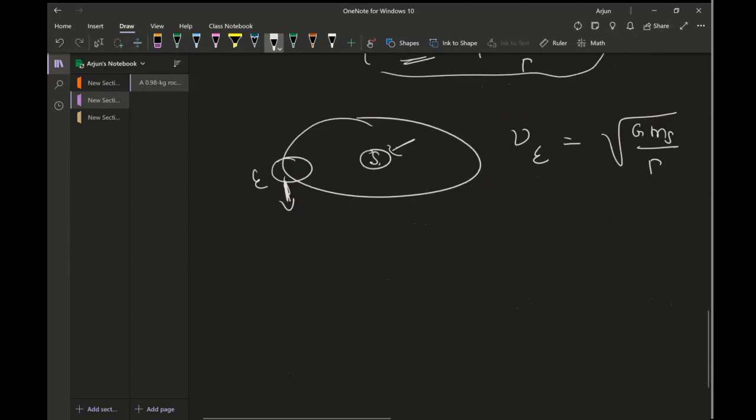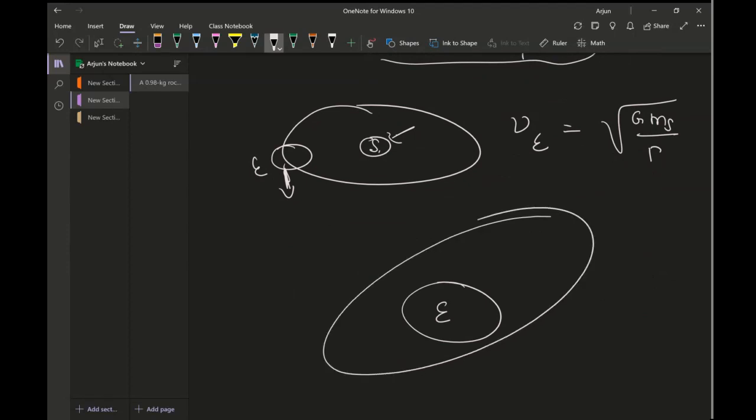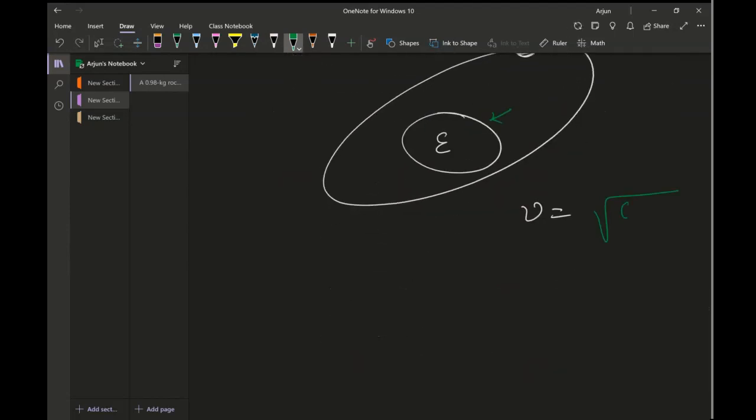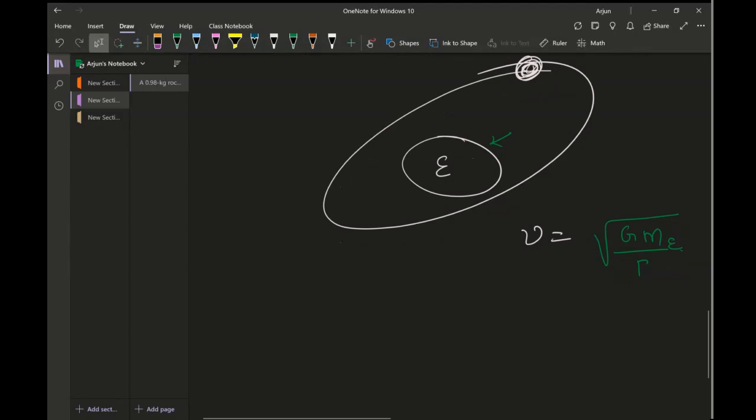In the same way, let's say this is Earth, and there is a planet which is revolving around the Earth. I can find out the speed at which this planet should rotate around the Earth by considering the mass of the Earth. So v is equal to the square root of G m divided by r, and this will be the mass of Earth. The same case goes for the moon around the Earth also. So hopefully you were able to understand how we're going to put in the values in the given formulas.